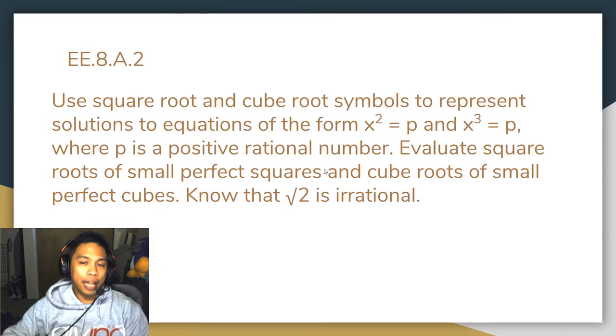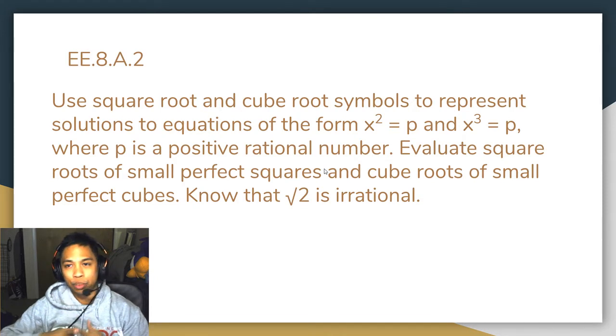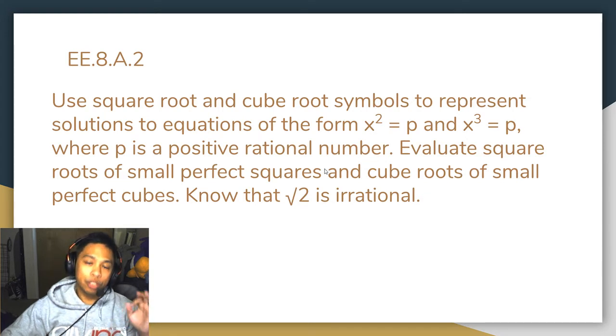First, let's look at the core curriculum that is going to be covered. Use square root and cube root symbols to represent solutions to equations of the form x squared equals p and x cubed equals p, where p is a positive rational number. Evaluate square roots of small perfect squares and cube roots of small perfect cubes. Know that square root 2 is irrational. We're going to mostly focus on squares and square roots, but later on down the line, we might touch upon cube roots.